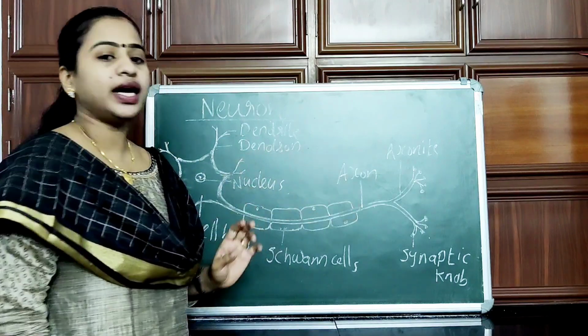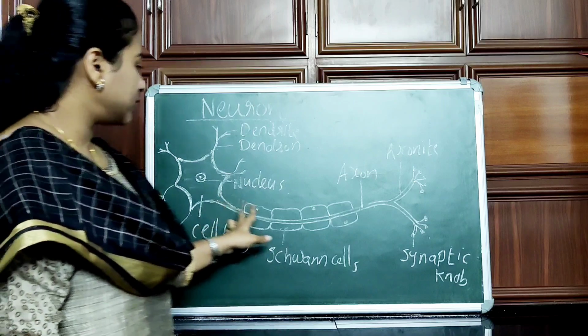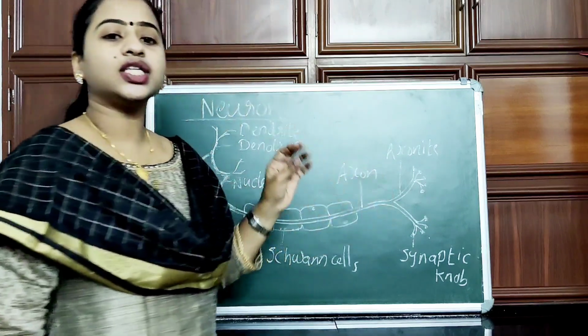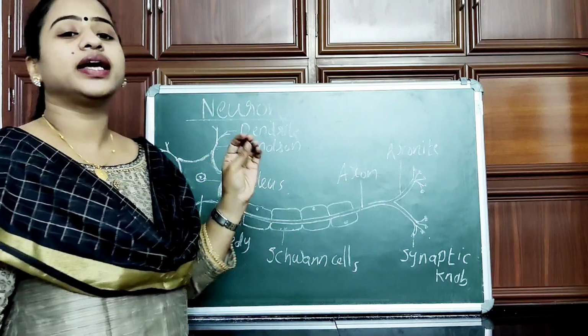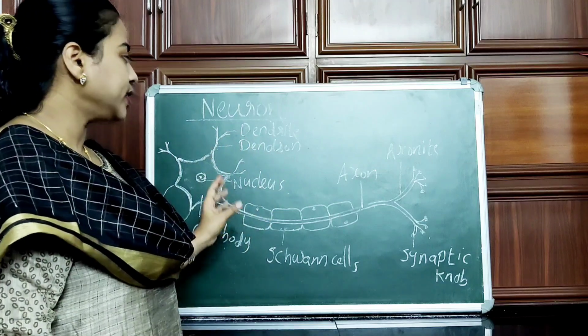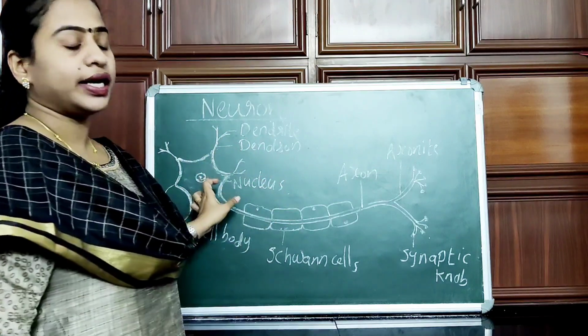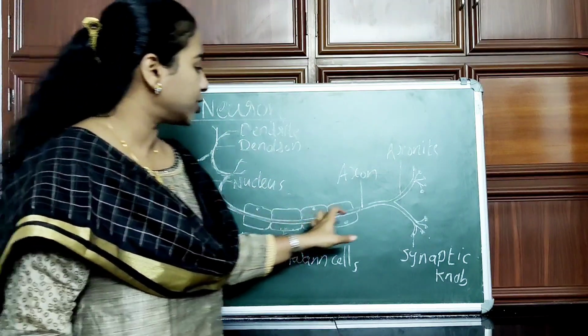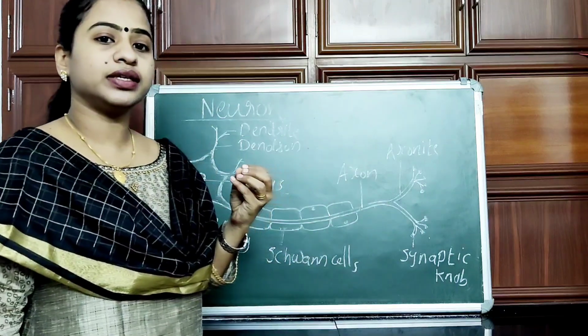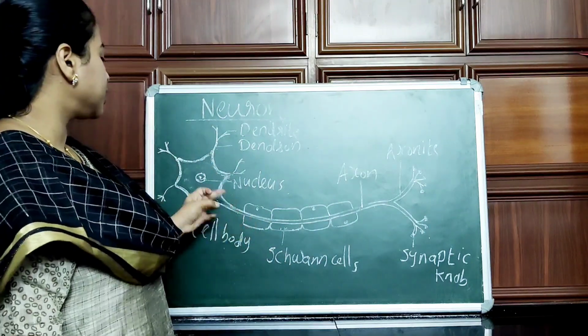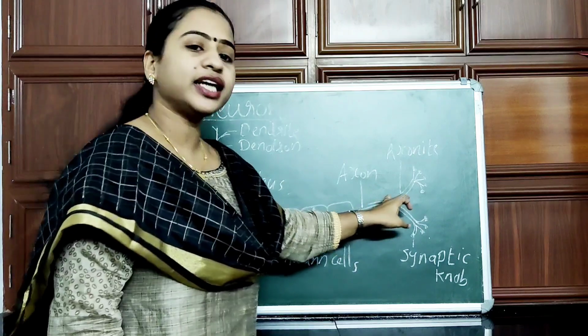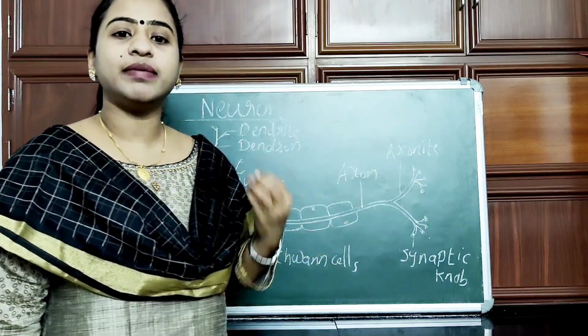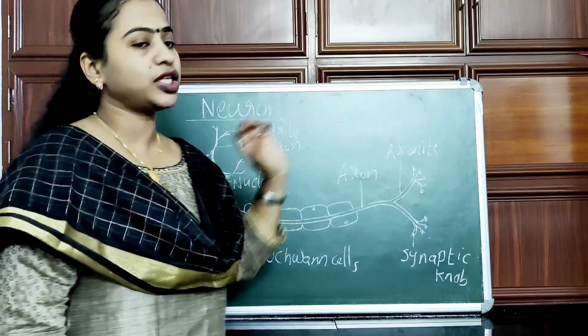The next part is the axon. Axons are the longest filaments from the cell body. And what is their function? They help to carry impulses from the cell body to the axonite.